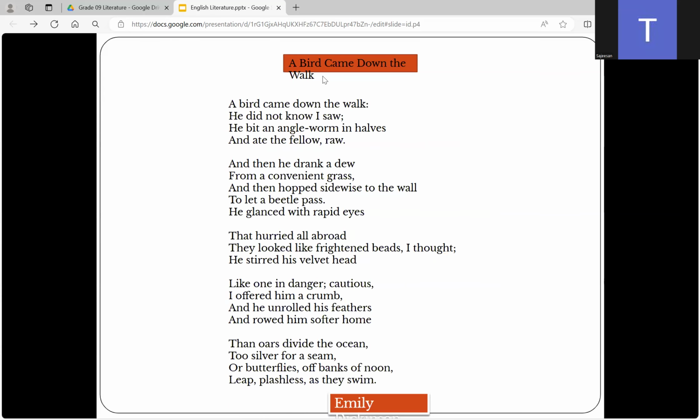Another poem called A Bird Came Down the Walk, written by Emily Dickinson. There you can also see the poetic device called simile. Here they look like frightened beads. They looked like frightened beads. Okay? Yeah. It's a use of simile.